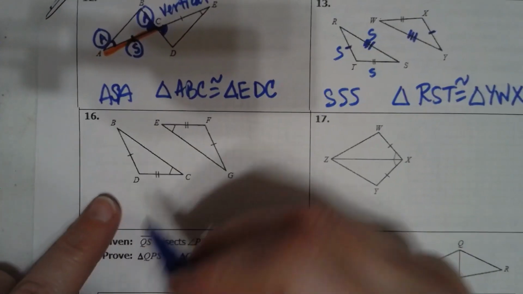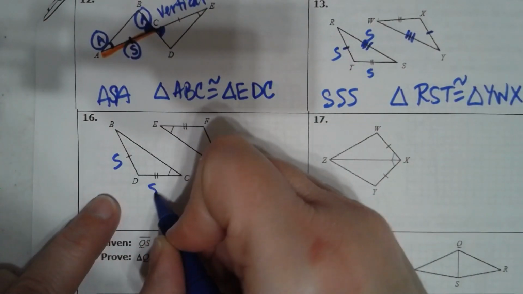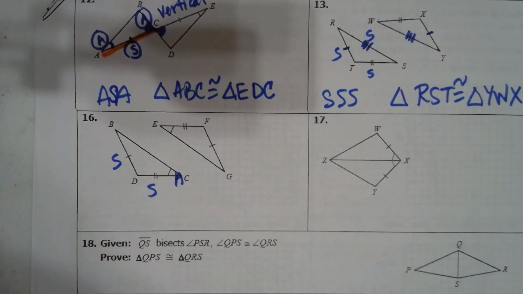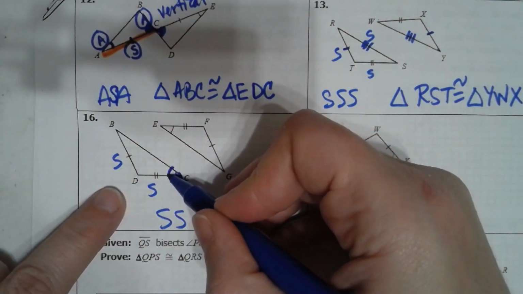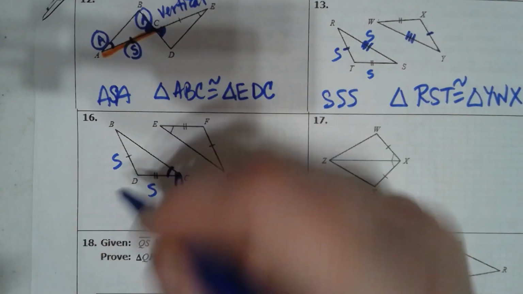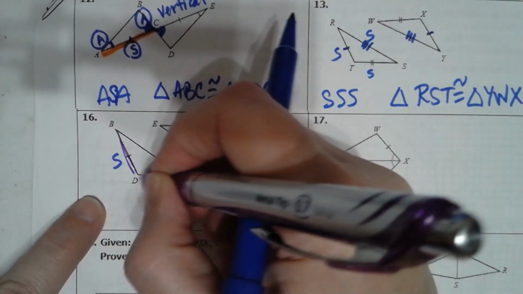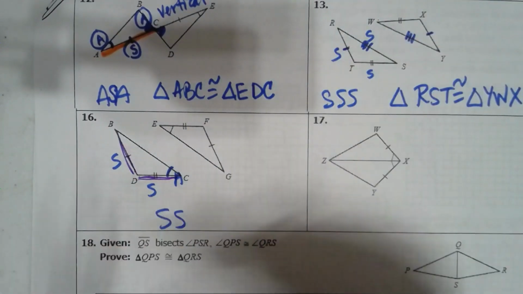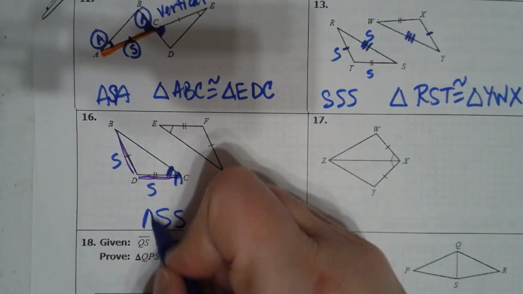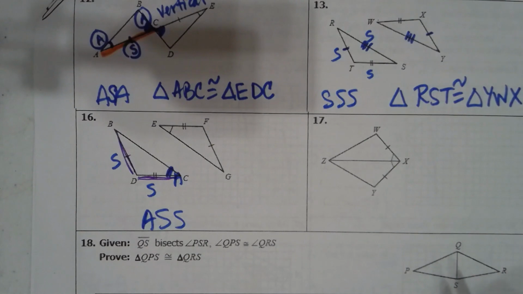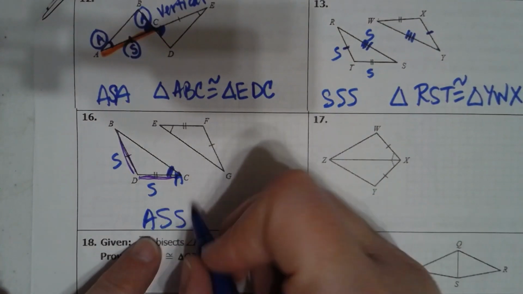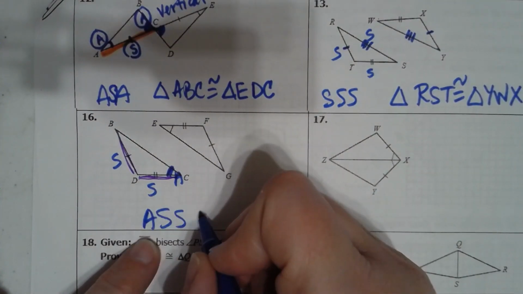Okay, 16. Let's see what we got. We got an S, S, and an A. So I got 2 S's. Is this angle in between the two sides? So if I trace these two sides, do they meet at that angle that's marked? No. So this goes on the outside. It makes a bad word. Okay? The only way this works is if this becomes RHL.